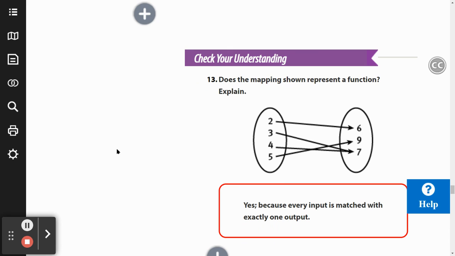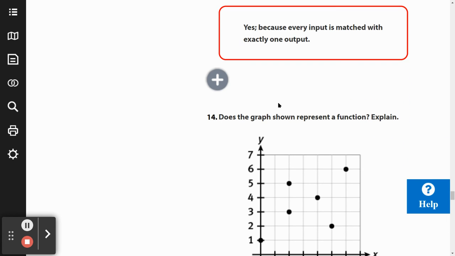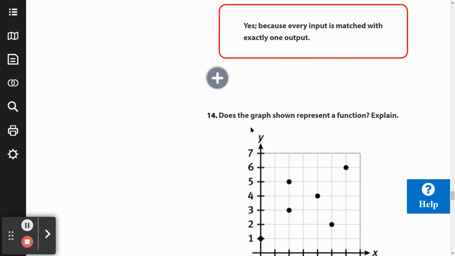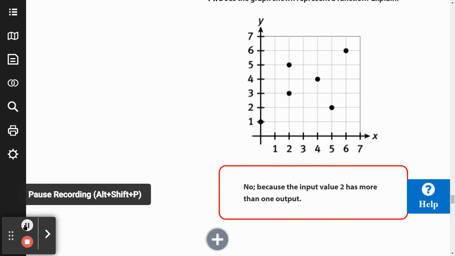All right, let's look. Number 13, does the mapping show and represent a function? Explain your answer. Yes, because every input is matched with exactly one output. There's only one arrow. Number 14, does the graph represent a function? No, because the input value 2 has more than one output. And this is page 68, 69, 7 through 14.